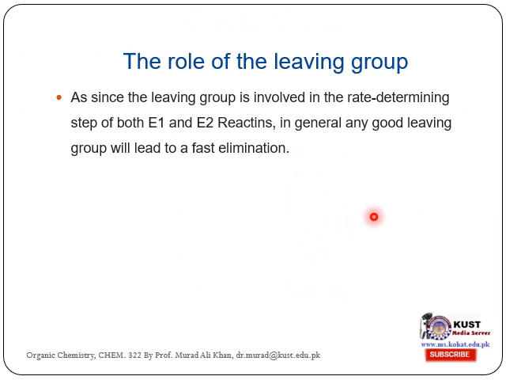Now we will come to the role of the leaving group. Since the leaving group is involved in the rate determining step of both E1 and E2 reactions, in general, any good leaving group will lead to fast elimination. In both the E1 and E2 reactions, the leaving group is directly involved in the rate determining step. So the better the leaving group, the faster the reaction will be. The less efficient the leaving group, the slower the reaction will be.